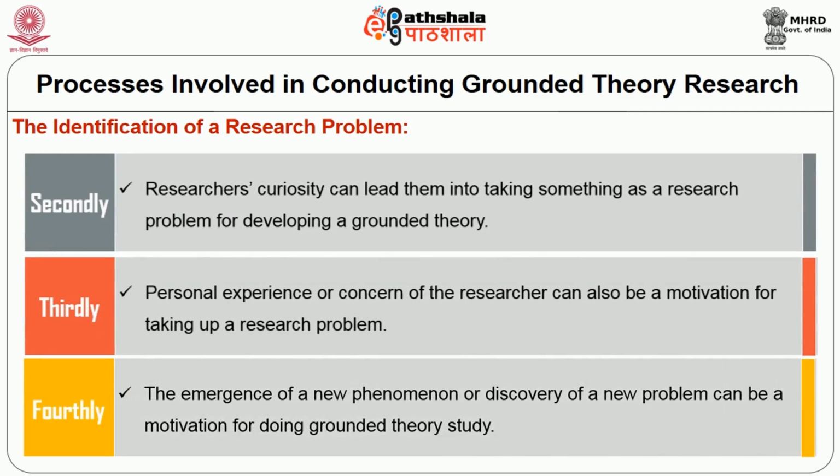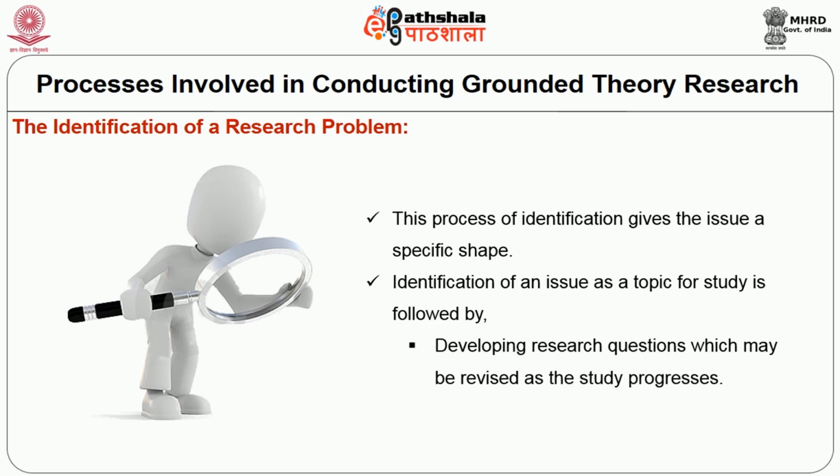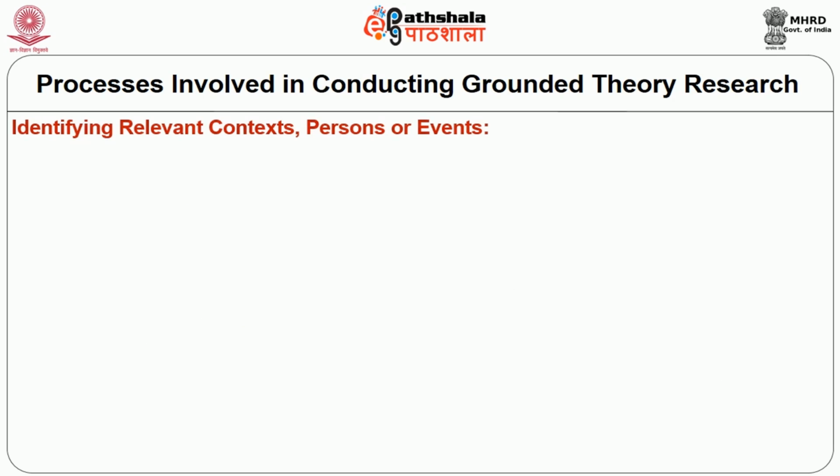Fourth, the emergence of a new phenomenon or discovery of a new problem can be a motivation for doing a grounded theory study. This process of identification gives the issue a specific shape. Identification of an issue as a topic for study is followed by developing research questions, which may be revised as the study progresses. The second step in the process of conducting grounded theory research is identifying relevant contexts, persons or events.